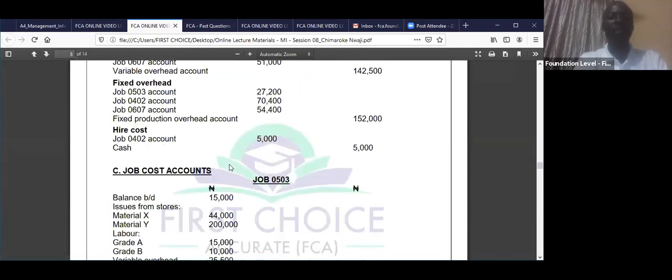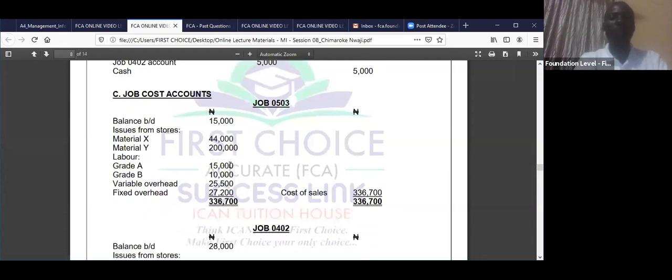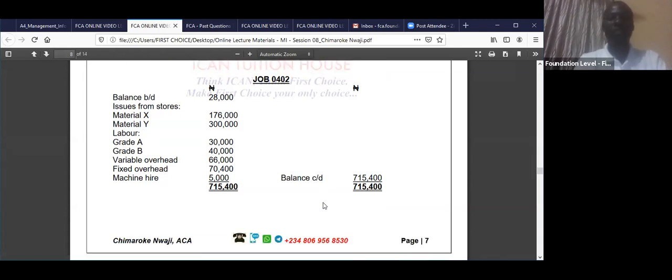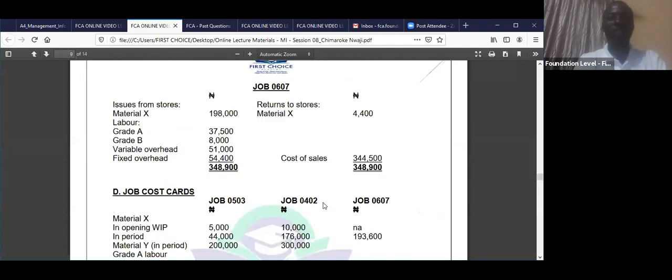Then we had the job cost account, how each job number is a separate account. The balance brought forward from last month. Then we saw how material X and Y were issued, how labor grade A and B were applied, variable overhead, fixed overhead, everything transferred to cost of sales, each individual job. Now, the one that was not completed was not transferred to cost of sales. It is still carried down to be continued in the next month. So the ones that were completed were taken to cost of sales.